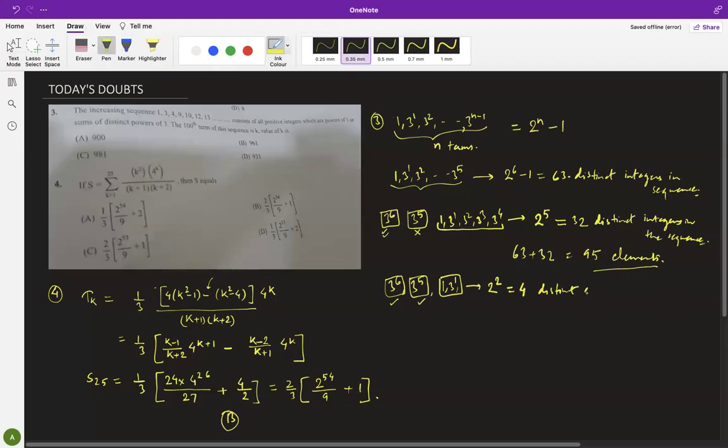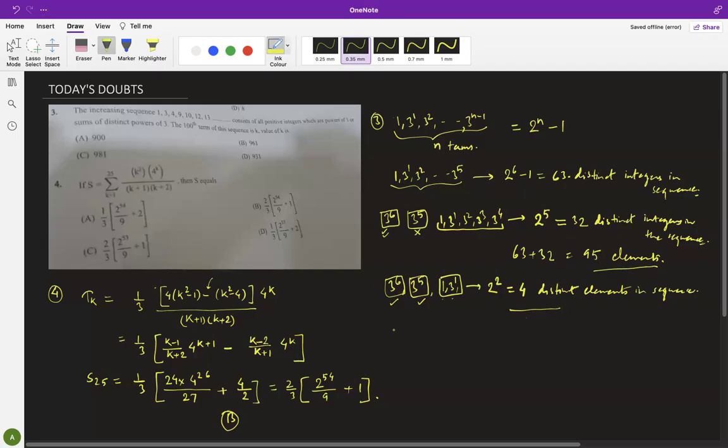In this case, I have taken the case when neither of 1 and 3 to the power 1 are selected. In that case, the number selected will be 3 to the power 6 plus 3 to the power 5. So these two numbers will be selected, right? So till here we got a total of 99 elements, right?